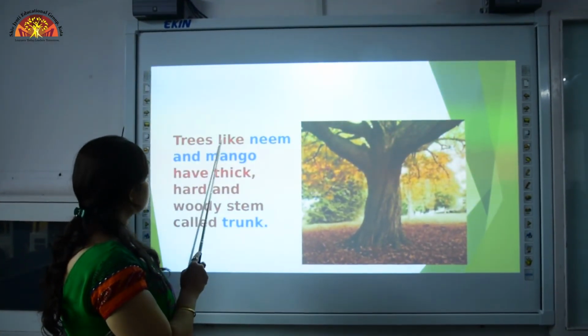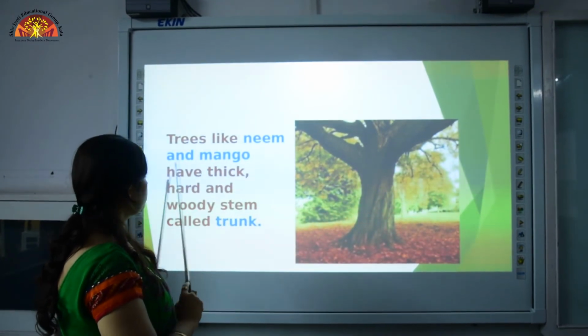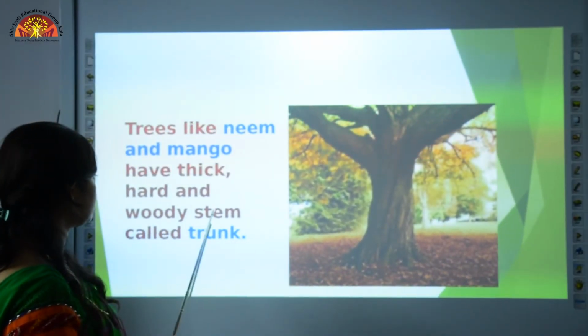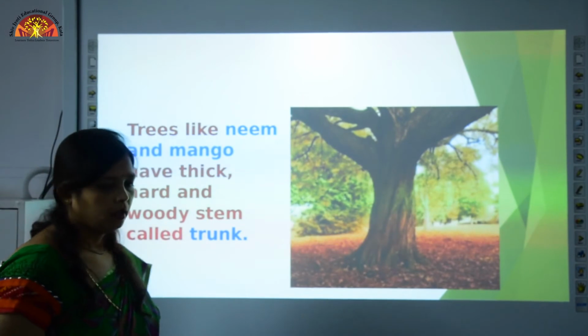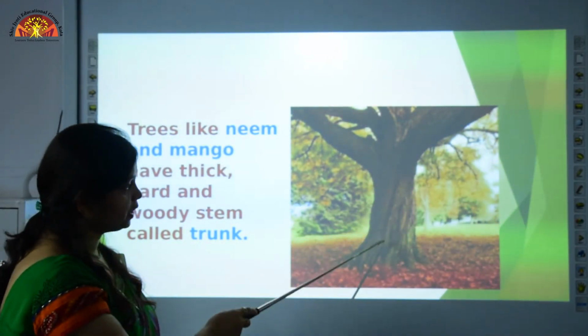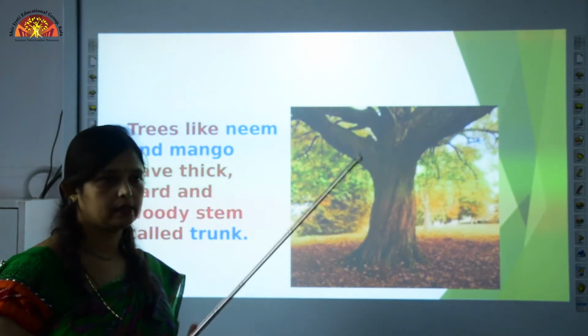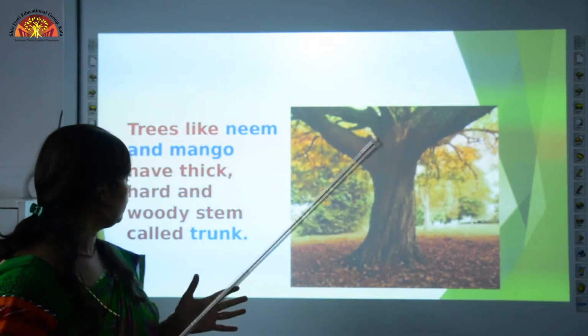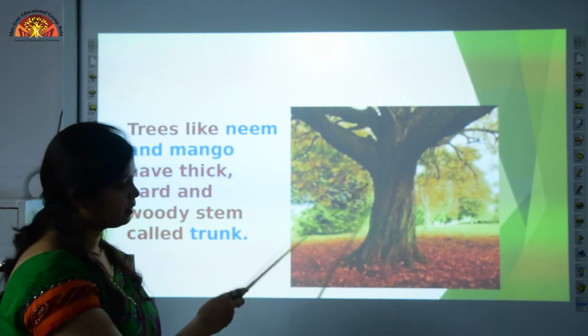Now in some trees like neem and mango, they have thick, hard and woody stem called as trunk. So you can see here in this picture, it is a tree trunk. So the big plants like trees, they have a thick woody stem which is called as trunk.